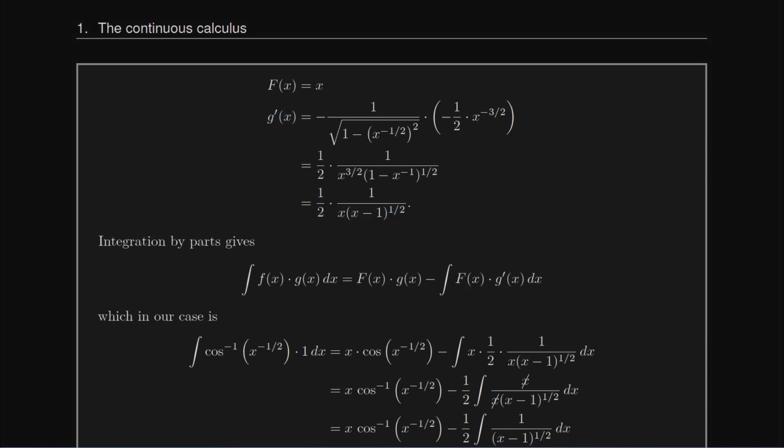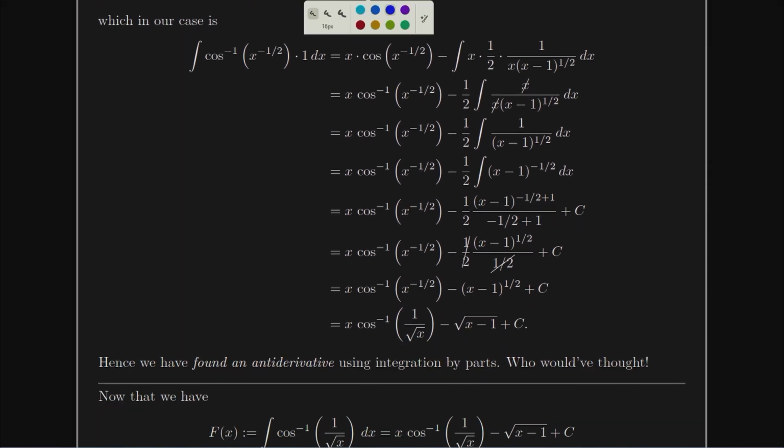So if I substitute each of those terms in, I will end up with x cosine inverse of x to the minus 1/2 minus the integral of x. So these are both my capital F, here's g, and then this is g prime. What's really nice about this is that I've got an x here and I've got an x here, and they're both going to cancel. And so that second integral that I'm going to have to compute really looks like the integral of 1 over x minus 1 to the 1/2 power.